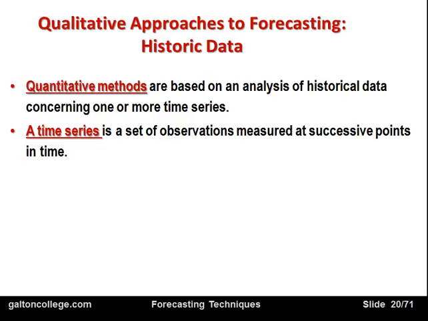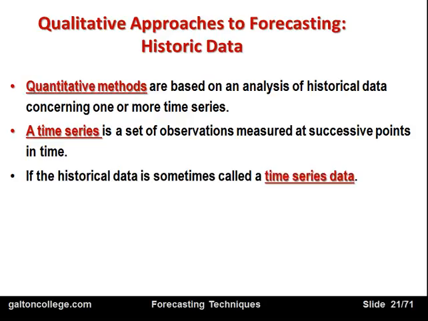Now, we sometimes come across this term, a time series. A time series means a set of observations based at successive points in time. So we could look at, let's say, the rate of inflation from 1960 to 2010. We'd have simply years along the horizontal axis and the rate of inflation on the vertical axis. And that would be a time series. It's how the data changed over time. If it is historic data, it's sometimes called time series data. Historic data tends to be time series.